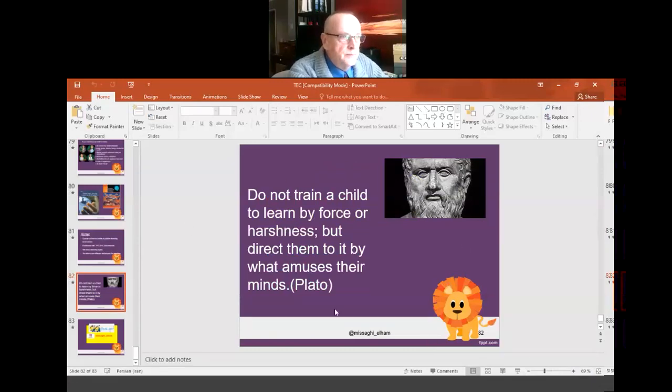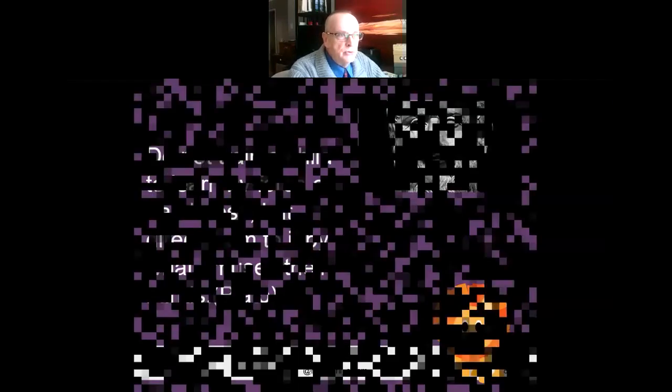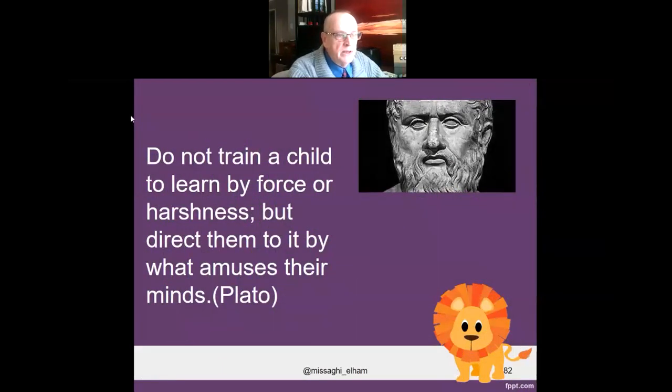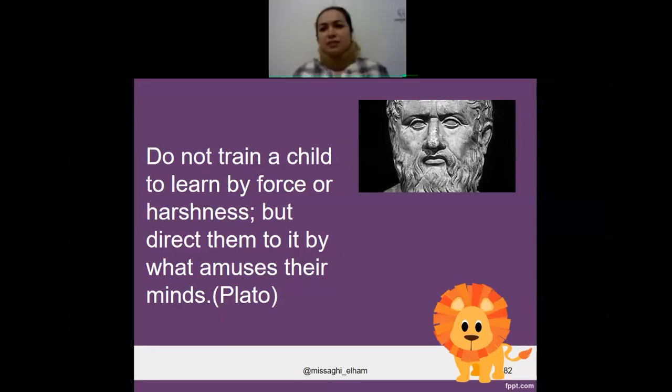Yes, that's it. Perfect. So the reason I wanted everybody to see this slide again is because I want to ask you the question: how would you describe Plato's quote in terms of the two types of motivation?